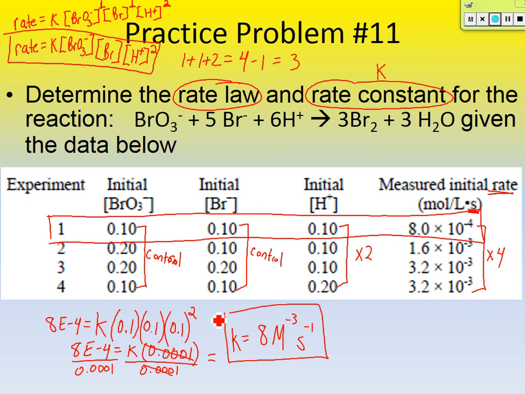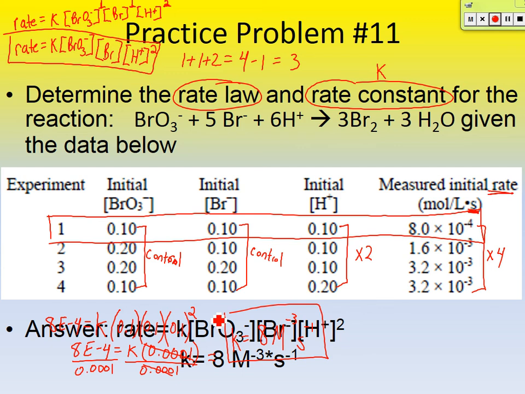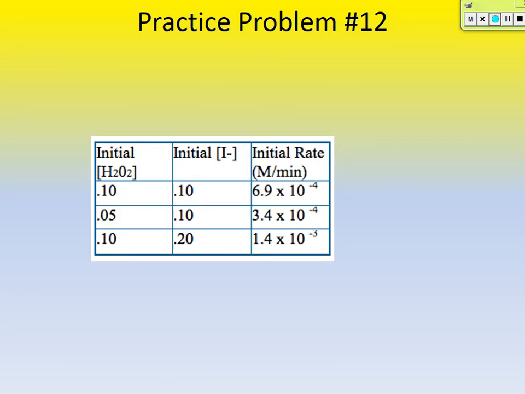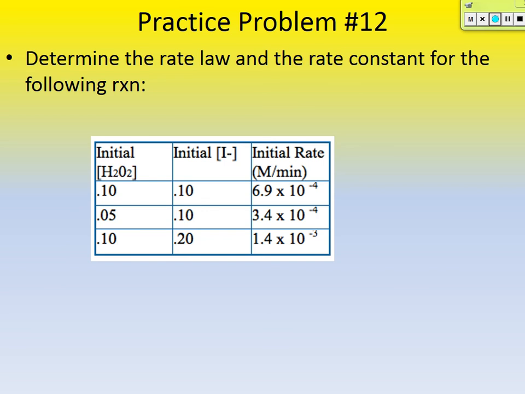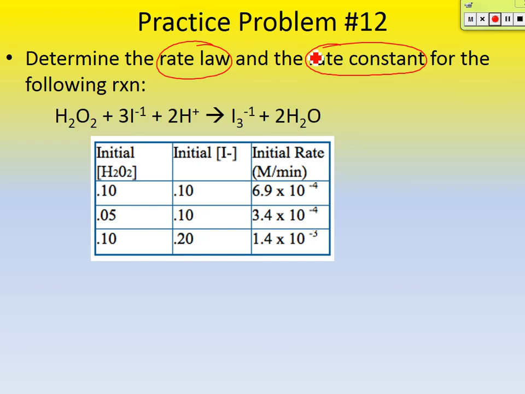I've got one more practice problem for you to try. This is the last one of the lesson. Let's go ahead and do practice problem number 12. It says determine the rate law and the rate constant. It's the same exact question for this reaction. We have 3 reactants again. So please go ahead and try this one on your own, okay? If you're watching the video, please hit pause at this point. Try to get the rate law and the rate constant correct. Once you have tried it and you have your answer, hit play and see if you got it right.